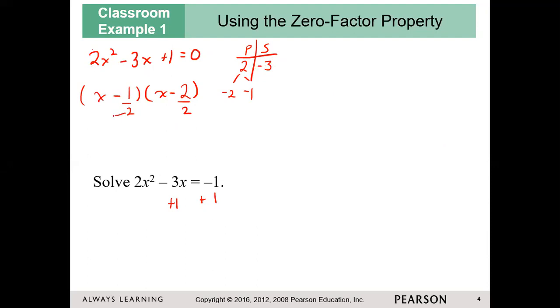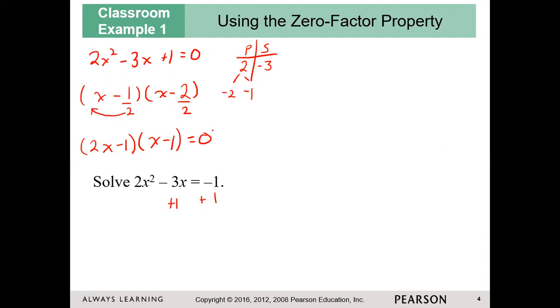So what happens, this 2 goes out front, and then you end up with 2x minus 1. And then this does work, and you get x minus 1 equals 0. So that's your quick review of factoring. I probably won't go through the motions from here on out. I'll probably just factor it, and then hopefully you can factor it as well.